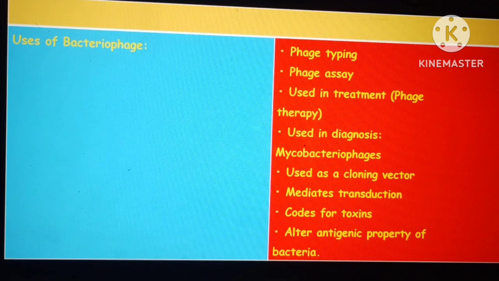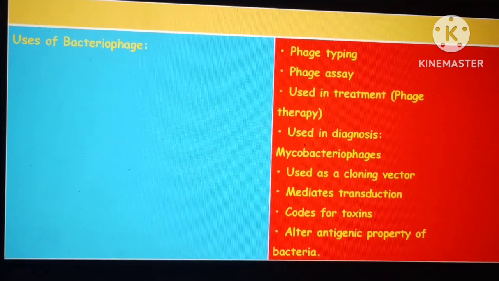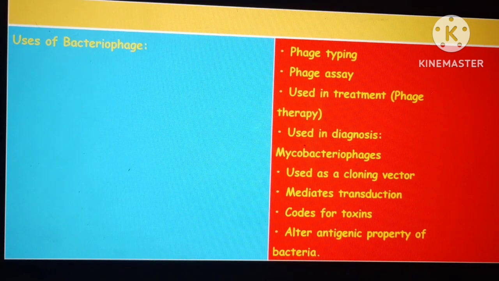So coming to uses of bacteriophage, it is used in phage typing, phage assay and phage therapy, and also for mycobacteriophage diagnosis, and used as a cloning vector, and it mediates transduction, right? Because it has two types, generalized and restricted transduction, and it codes for toxin and antigenic properties of the bacteria.